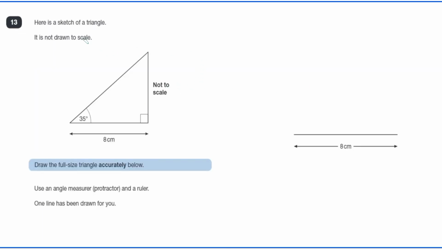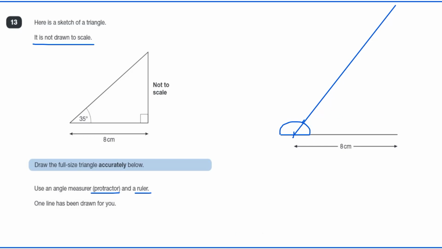Question number 13. Here is a sketch of a triangle. It is not drawn to scale. 8 centimeter is drawn. Draw the full size of the triangle accurately using the protractor and the ruler. So one line has been drawn for you. First of all, on one edge, you need to place the protractor. In the protractor at 35, you need to mark a line and take the protractor out, and you need to draw a line as that is the 35 line.